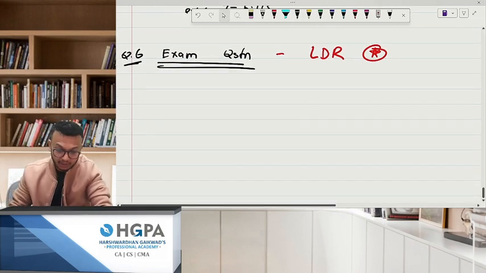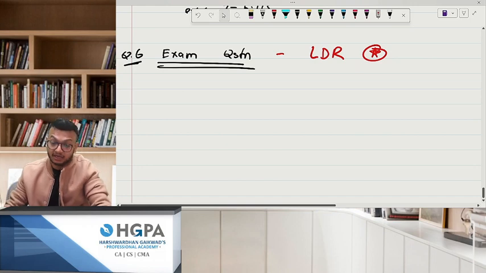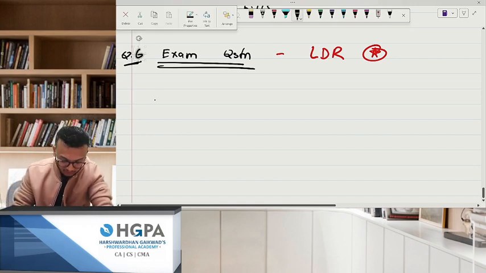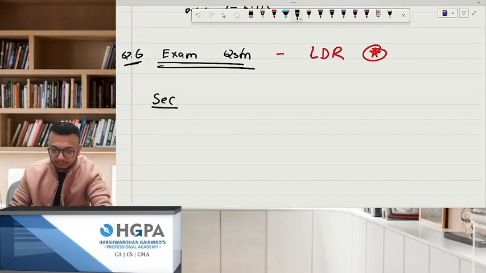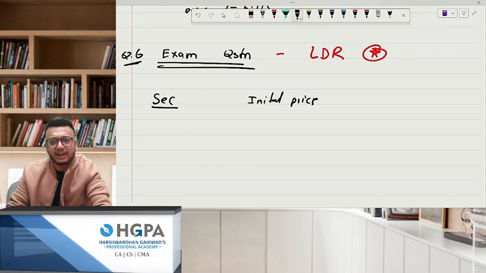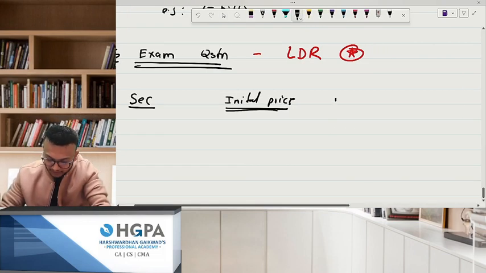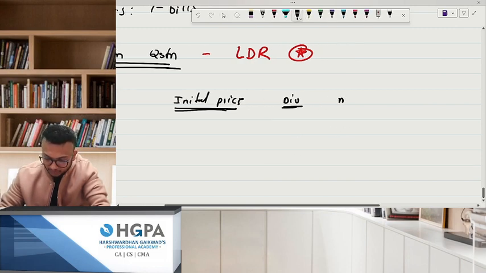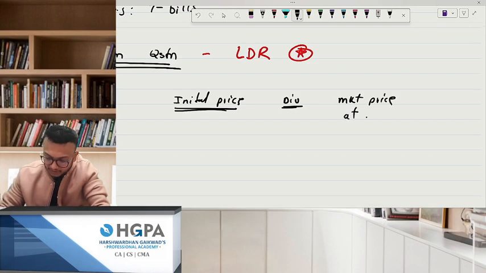And see how they have portrayed this question. First is your securities. Next they have given you initial price. You might find this question in your model also; you'll find it everywhere. Then they have given you dividend, then market price at the end, and last they have given you beta.